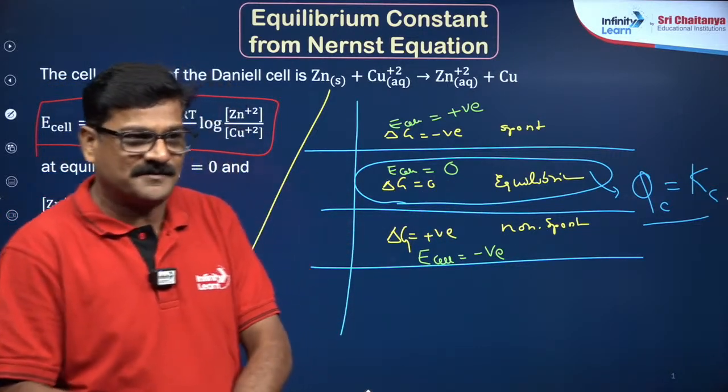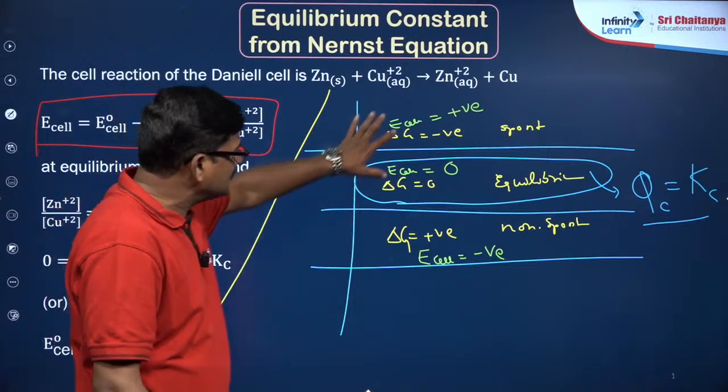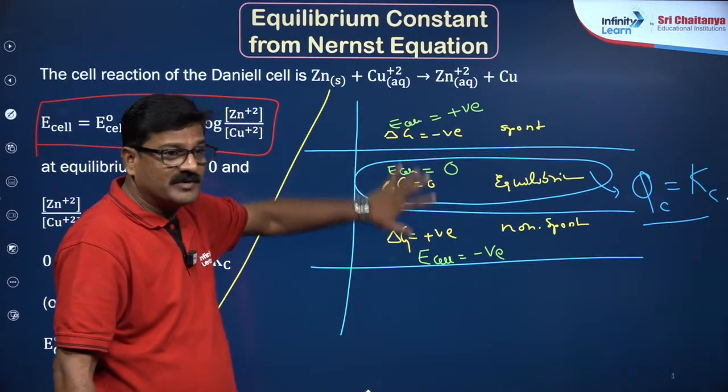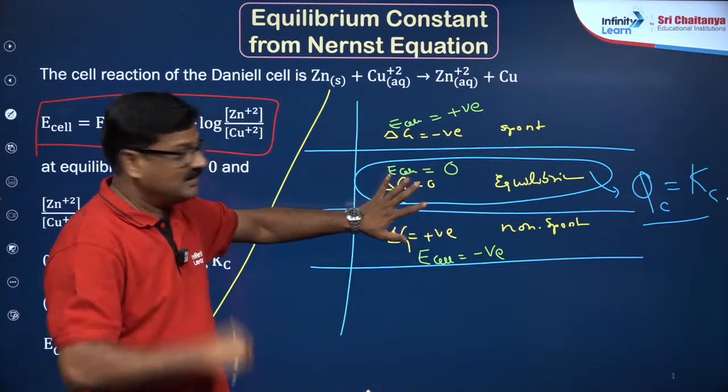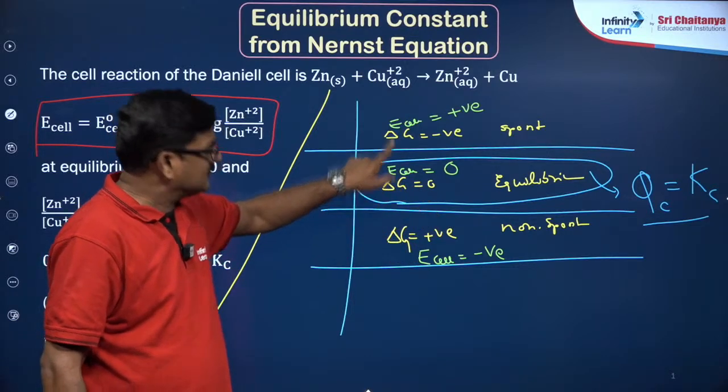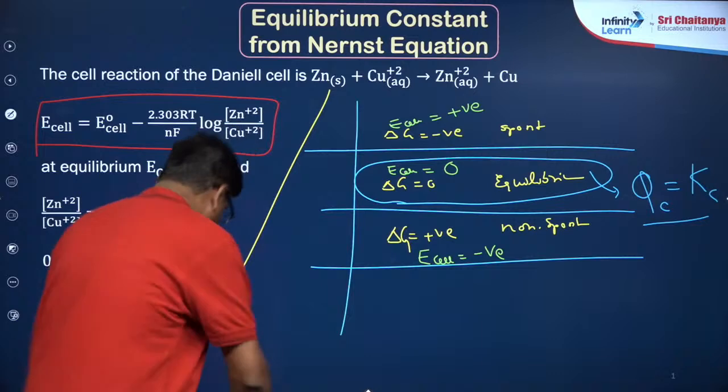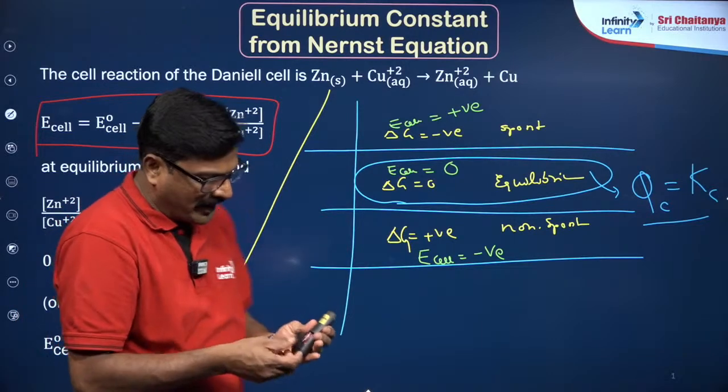Good afternoon beta. So this is a normal thermodynamic equation, thermodynamic data. Okay, abhi you just see, when the system reaches the equilibrium, you have a battery here.